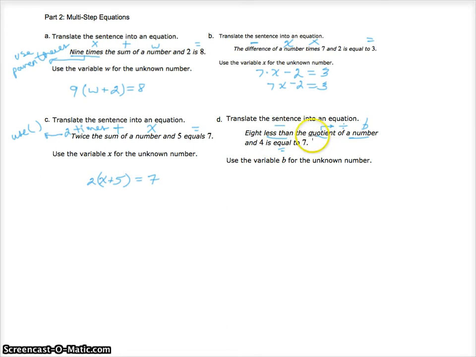So 8 less means that it's going to be minus 8. The quotient of a number and 4 is b divided by 4. And for b divided by 4, we're going to use the fraction bar. So b divided by 4, and it's 8 less, so minus 8 equals 7. So these ones get a little more tricky. Just be careful and read through them carefully and use your guides that we have in place. Good luck.